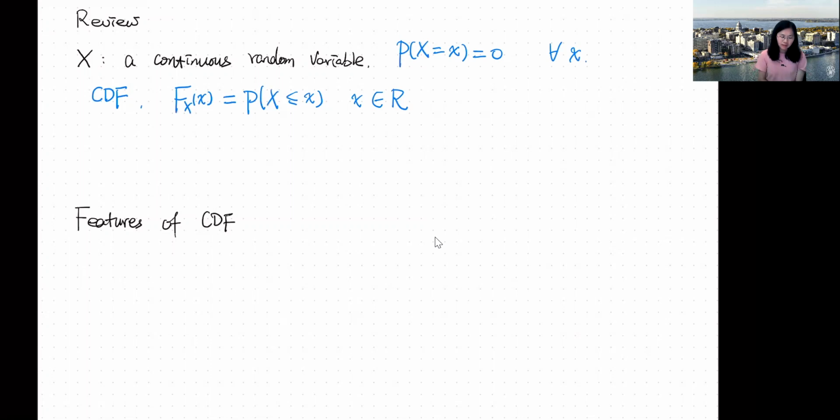We mentioned that the CDF can be used for both discrete and continuous random variables. For discrete random variables, the cumulative distribution function is a step function. And for continuous random variables, the cumulative distribution function is a continuous function. The cumulative distribution function, by definition, has the following features. The first feature is that the CDF is weakly increasing.